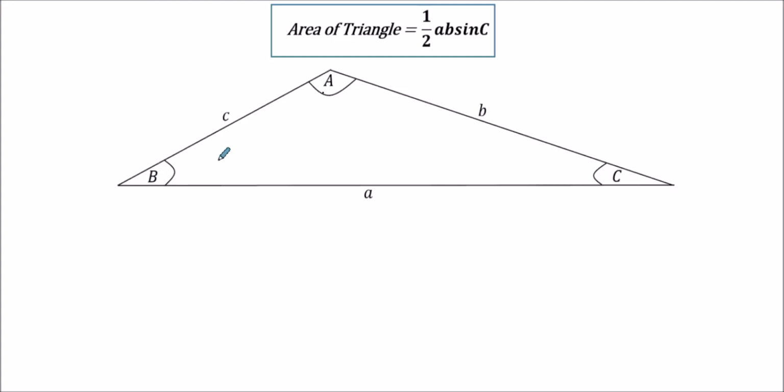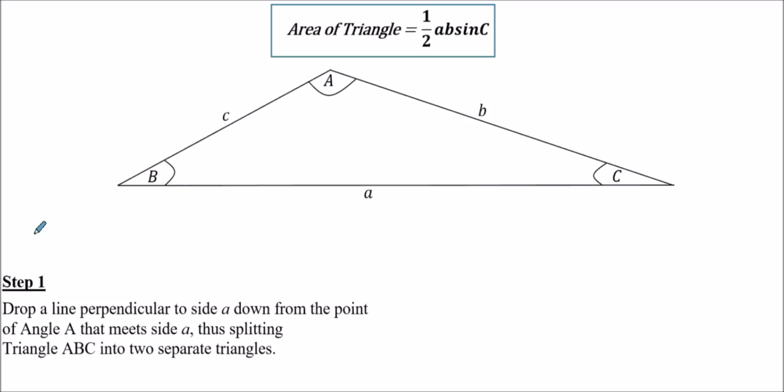So, here we've got ABC. What we're going to do first of all is think about how we can actually find a perpendicular line somewhere on this. So, step one, to find our perpendicular, we're going to drop a perpendicular down from angle A to side a below. So we're going to split this big triangle into two separate ones. With a ruler, we're just going to do something like this. Going to drop down a line here.